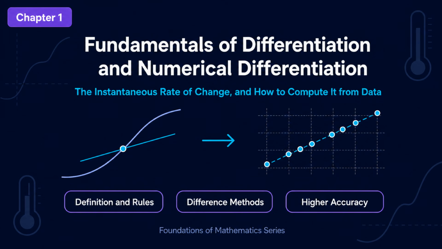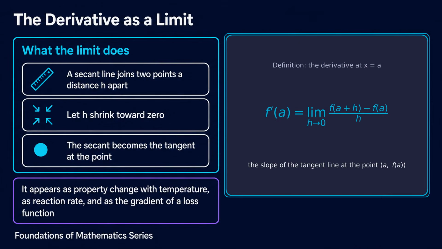Given a quantity that varies, how fast is it varying right now? In materials science, that appears as the rate of change of a physical property with respect to temperature. In process engineering, it appears as a reaction rate. In machine learning, it appears as the gradient of a loss function. We will start from the definition as a limit, collect the differentiation rules, and then spend most of our time on the part that a textbook often skips: what to do when you have no formula at all, only a column of measured numbers.